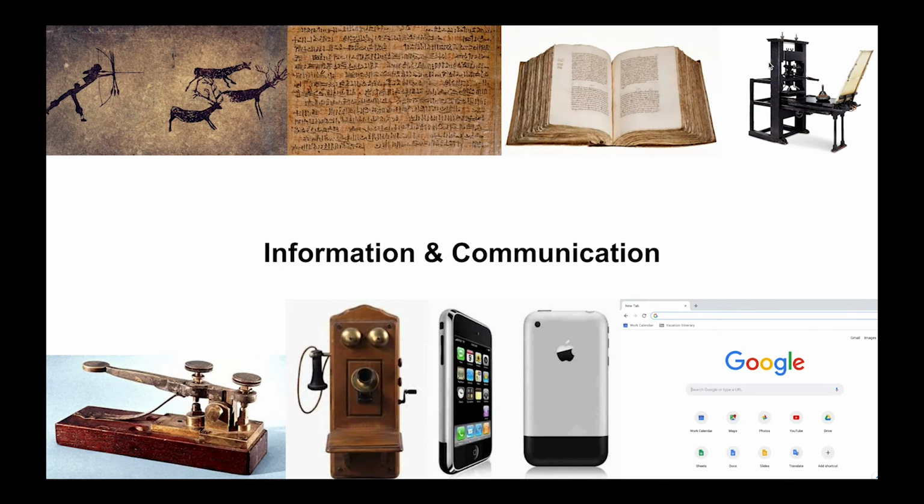So then we jump into information and communication. This one is apparent enough. All the way from cave paintings to writing on papyrus to books to the printing press, telegraphs, and then we have the telephone, which is obviously an iterative innovation, all the way to more modern phones. And now we have Google, which is able to make it so that you are able to access any information that you want at the click of a button.